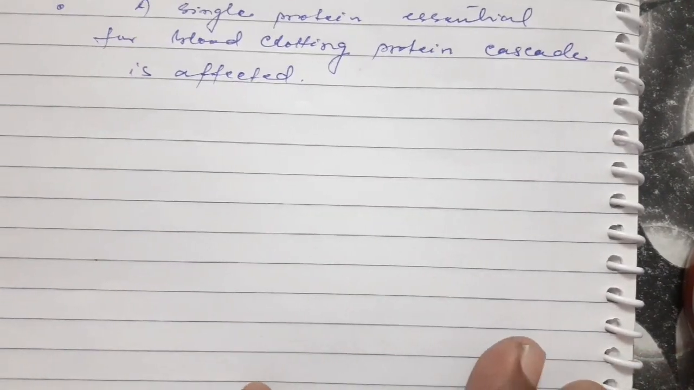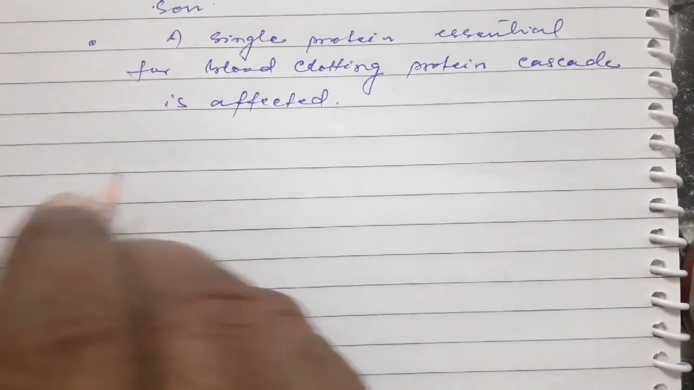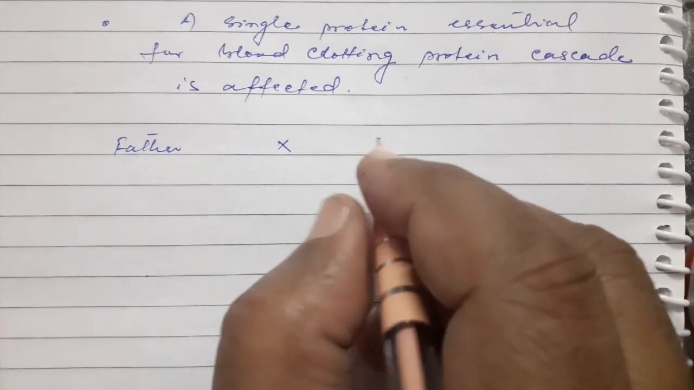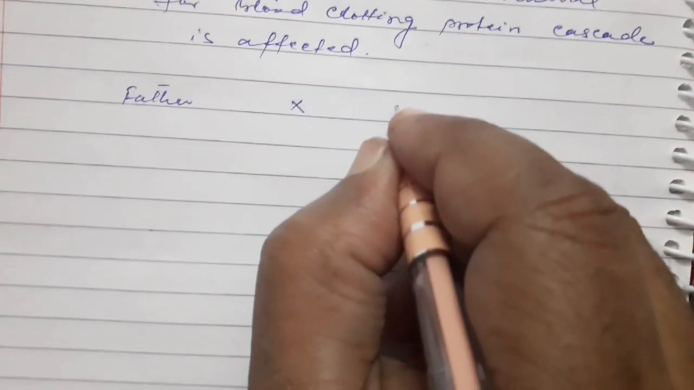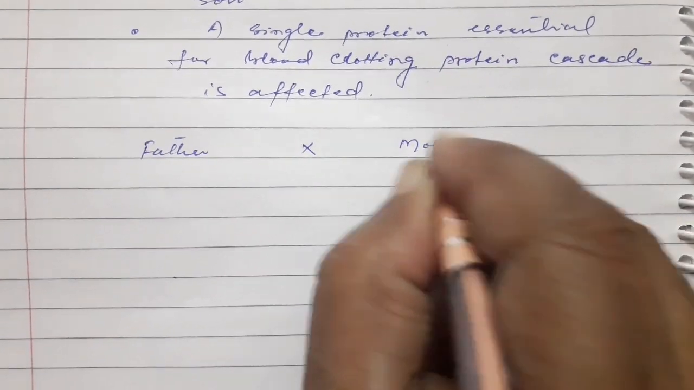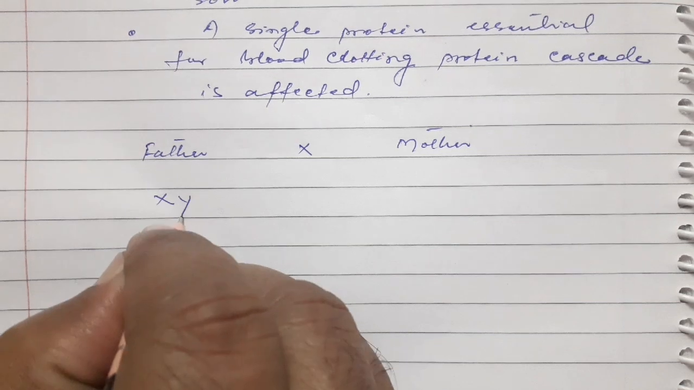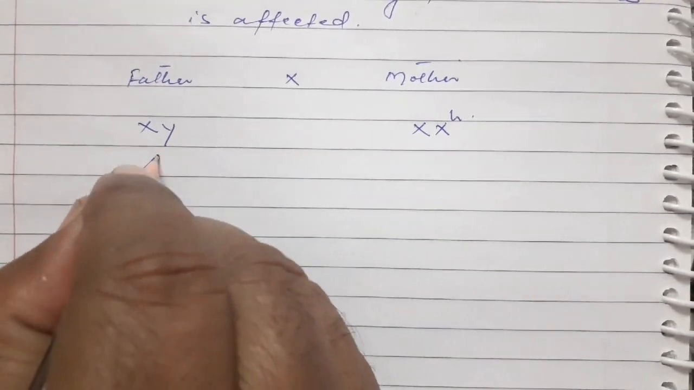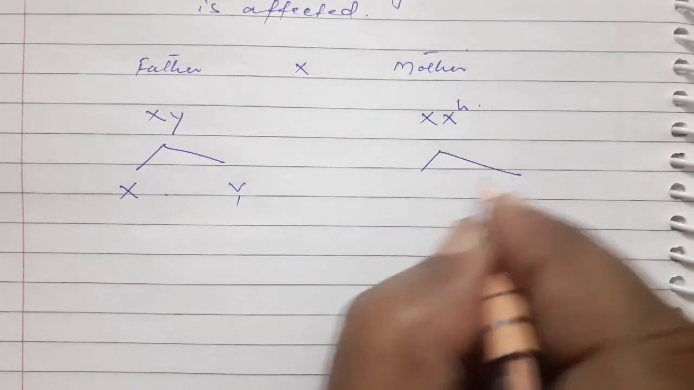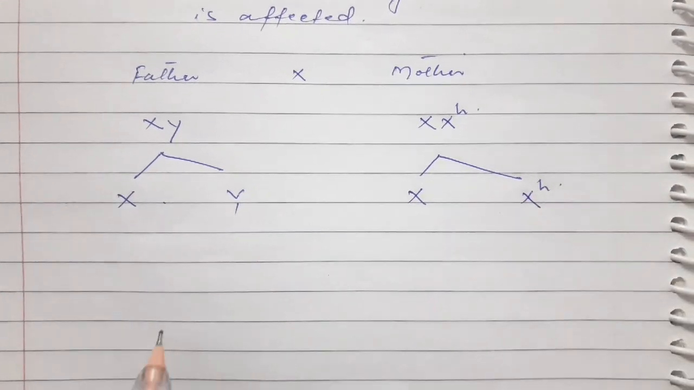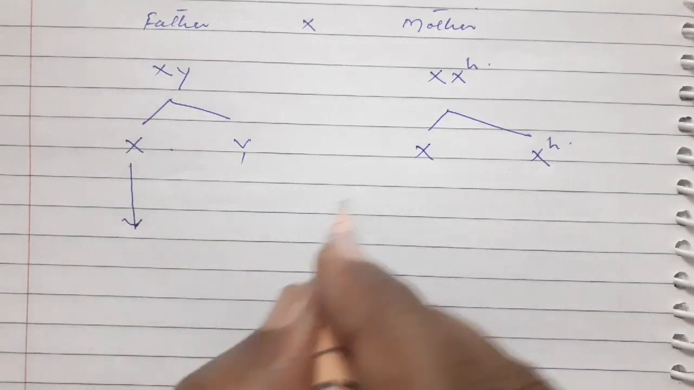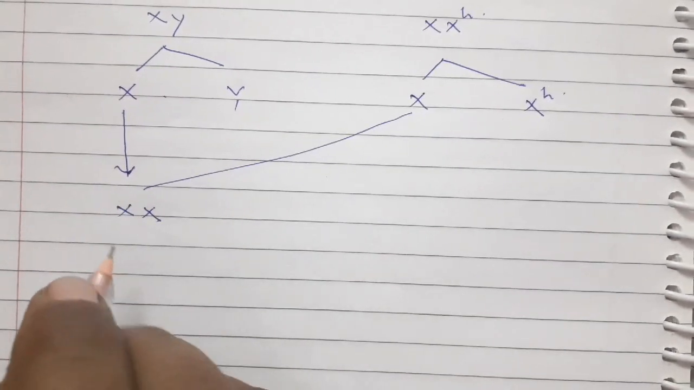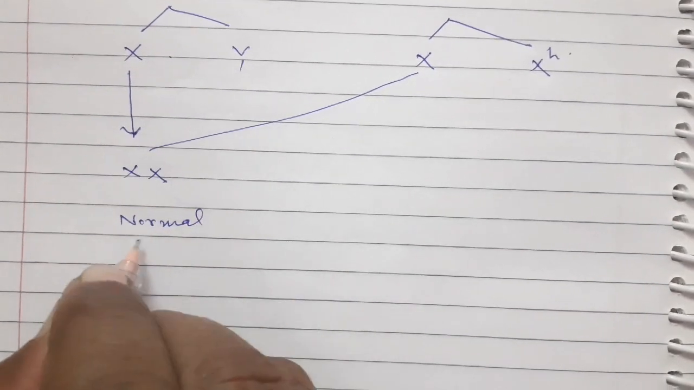By the following cross, we can explain it. Suppose a normal father is crossed with a carrier mother. The normal father's genotype is XY, the mother's genotype is XX with the haemophilia gene on one X. This forms XY gametes, this forms XX gametes. When this sperm fuses with this ovum, it gives a normal daughter.